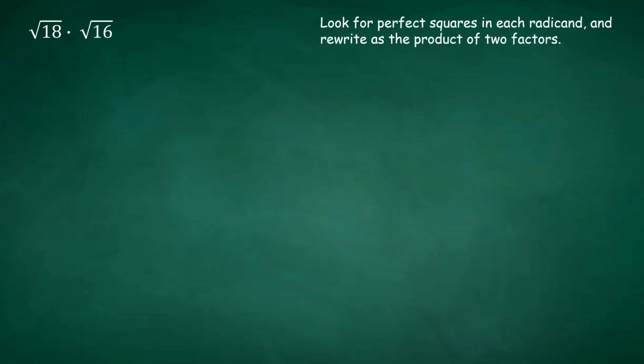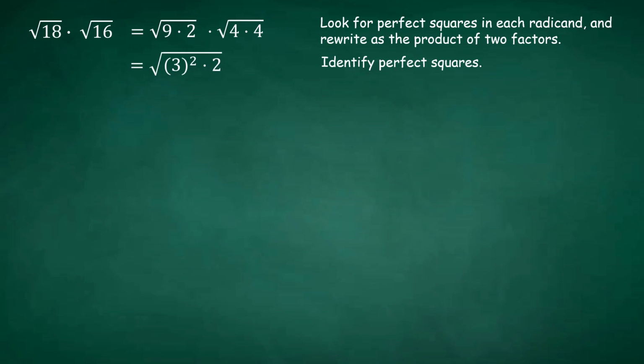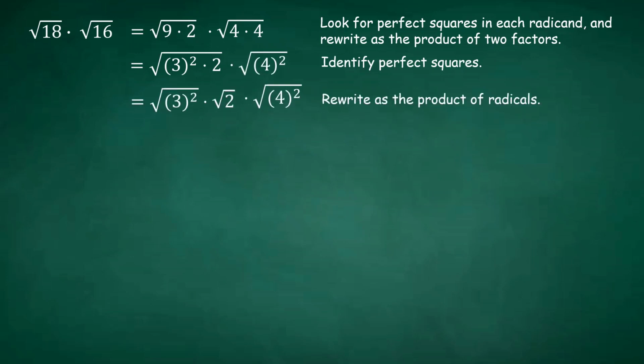Another method of multiplying radicals in example number 1. First, look for perfect squares in each radicand and rewrite as the product of two factors. 9 and 2 are the factors of 18, and 4 times 4 are the factors of 16. Now identify the perfect squares. Rewrite 9 into 3 raised to the power of 2, because 9 is a perfect square, and also 4 times 4 into 4 raised to the power 2. Rewrite this as the product of radicals, and simplify.